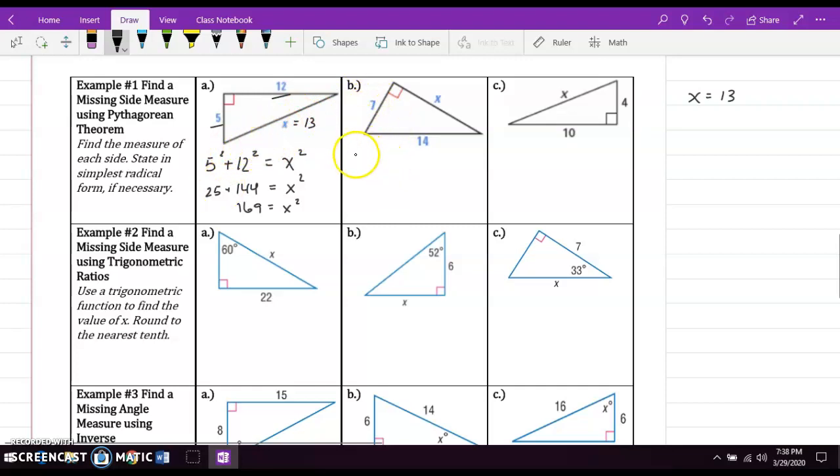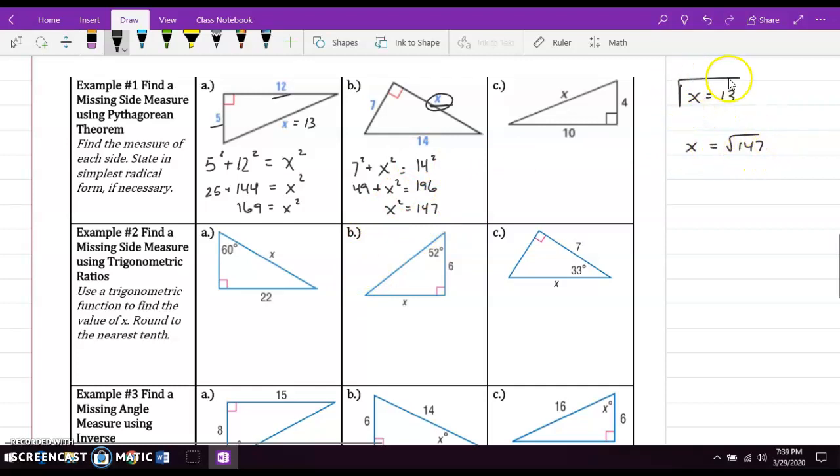For letter B, very similar. We have 7 squared plus x squared equals my longest side, 14 squared. Just make sure you don't always stick the x as c. X is a or b in this case because it's one of the legs. So as I solve for x, this is 49 plus x squared equals 196. If I subtract the 49 over, I get x squared equals 147. And so my final answer would be x is going to equal the square root of 147.